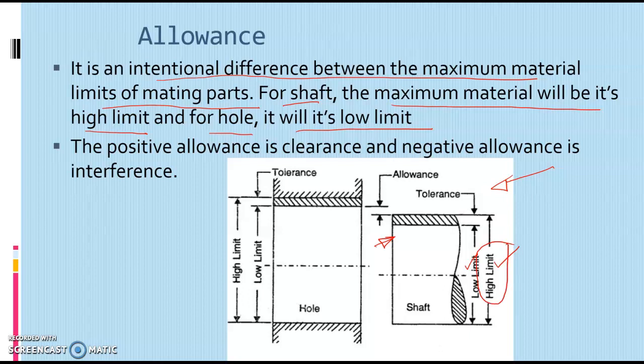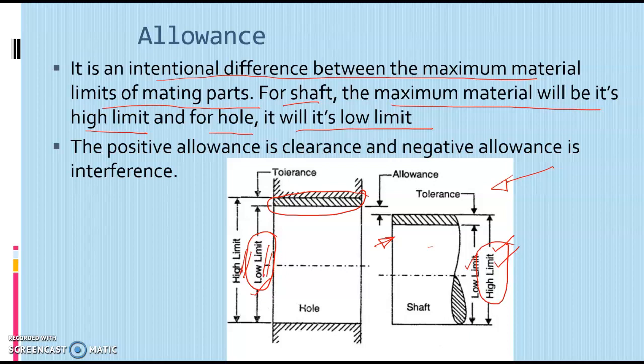Similarly, for a hole, this one is the tolerance zone. So this is the lower limit and this is the high limit or upper limit. And the material will be more in this part when it has a size equal to the lower limit. So for a shaft, the high limit is the maximum material condition, and for a hole, the lower limit or the minimum size is the condition for maximum material.